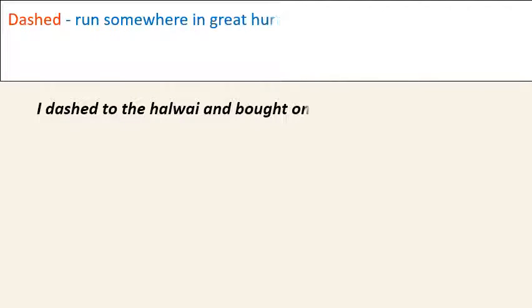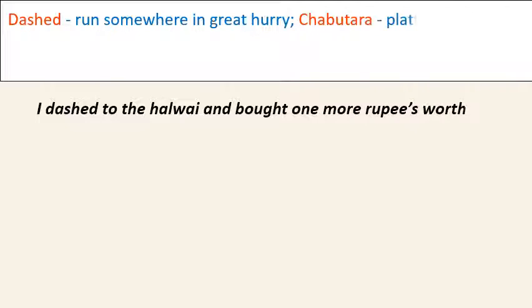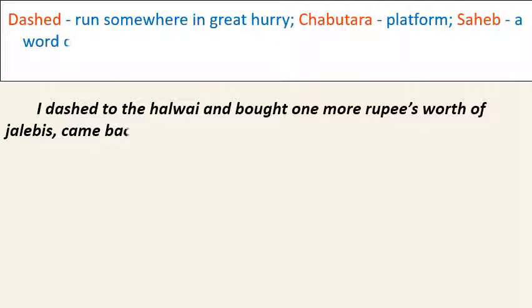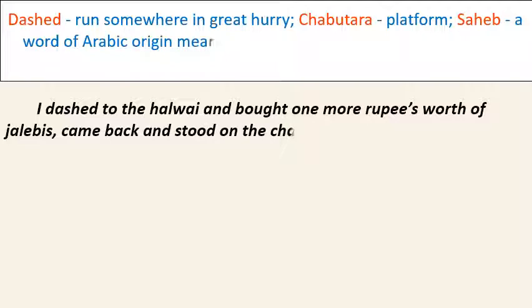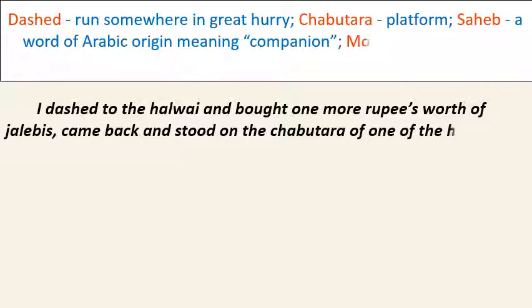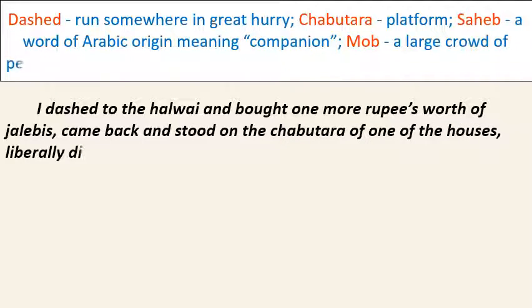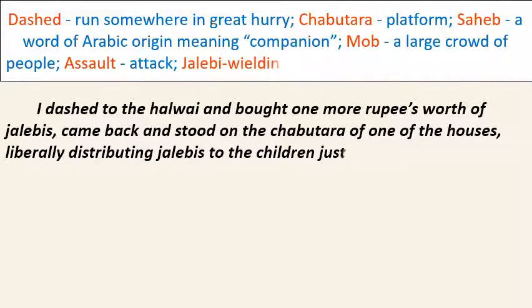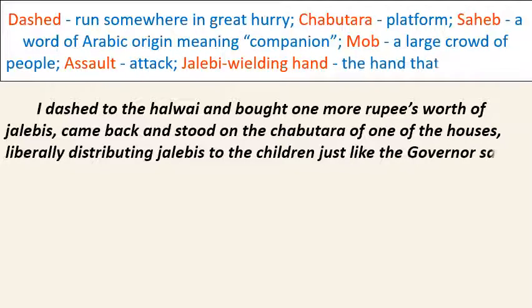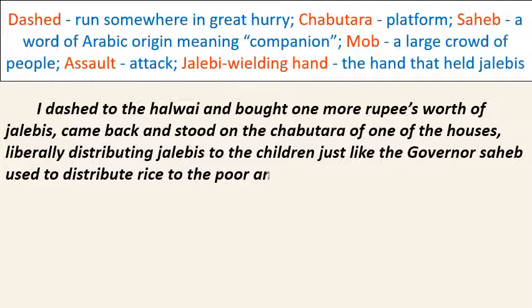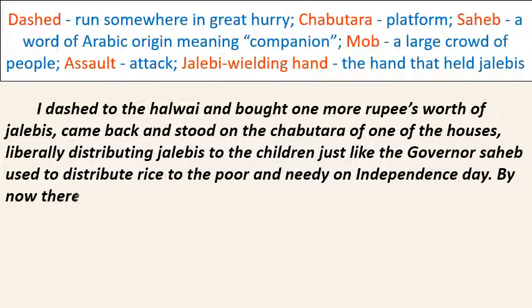I dashed, means ran somewhere in great hurry, to the halwai and bought one more rupee's worth of jalebis, came back and stood on the chabutra, means platform of one of the houses, liberally distributing jalebis to the children just like the governor sahib. Sahib is a word of Arabic origin, means companion, who used to distribute rice to the poor and needy on Independence Day.